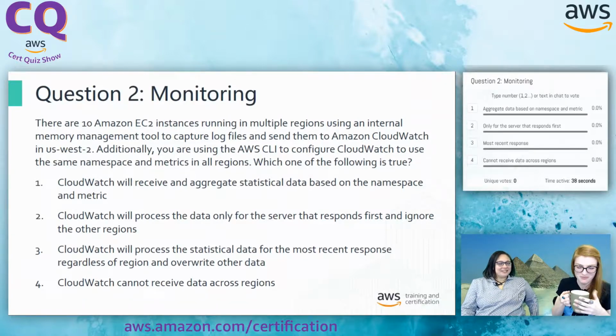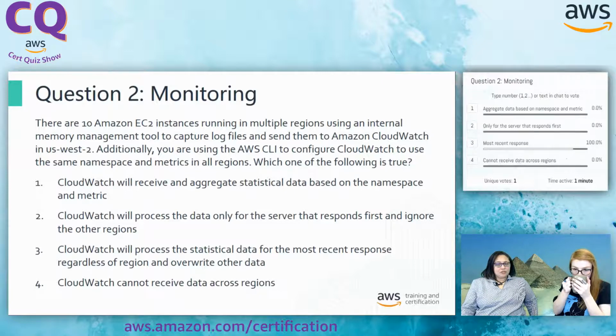Right. So Amazon CloudWatch is the monitoring tool by Amazon, and this is how you actually get metrics from different services, like EC2, for example. And I guess a key part of the question here is that the EC2 instances are sending the logs to US West 2.